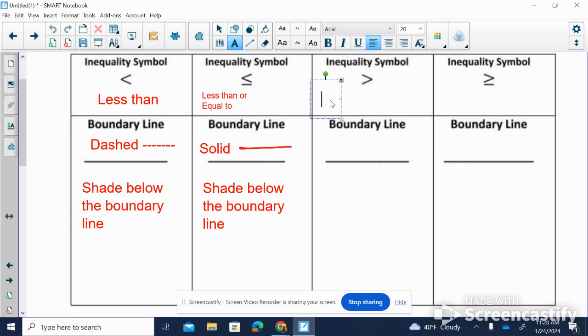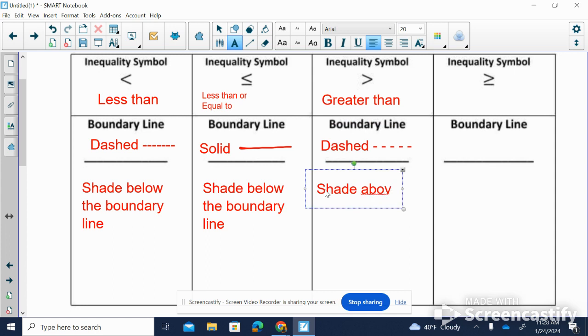Next, we have a greater than symbol. And the greater than symbol is a dashed line. So that would look like this. Now, because all of our solutions are greater than, we are going to shade above the boundary line.